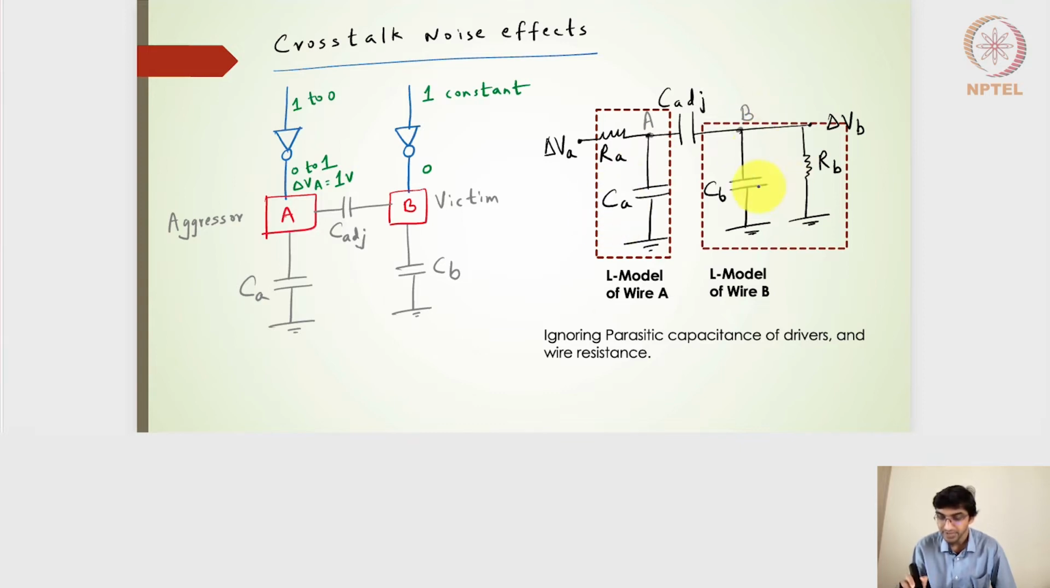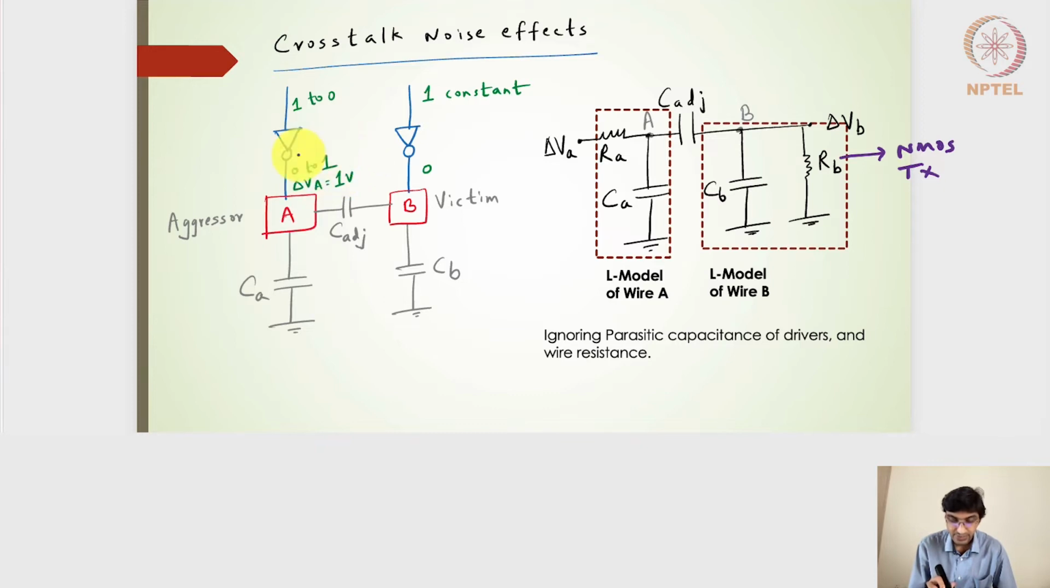Similarly, for wire B, we have the capacitance CB, and then the resistance RB is connected to the ground. This RB is the switching resistance of the NMOS transistor connected to the ground. And for wire A, the input is changing from 0 to 1.